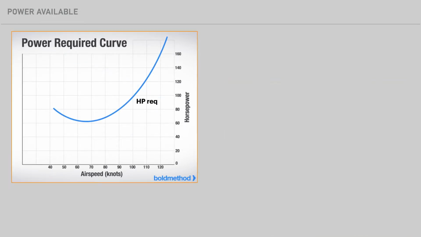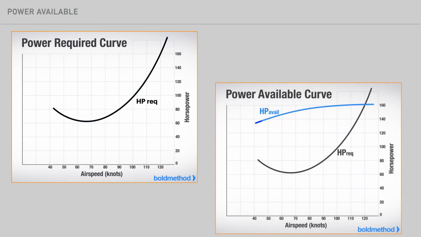Power is defined as work done per unit time, so you can compute power required by multiplying your total drag or thrust required by your airspeed. That is, power required equals thrust required times airspeed, which is measured in horsepower. Next, plot a power available curve, which is thrust available times airspeed. The airspeed which produces the largest difference between power available and power required yields the best rate of climb and is used for most normal takeoffs.